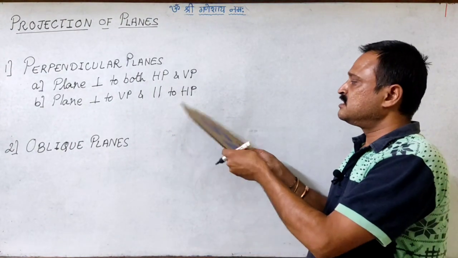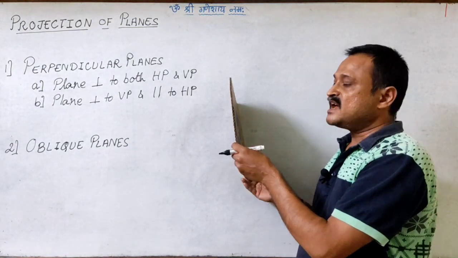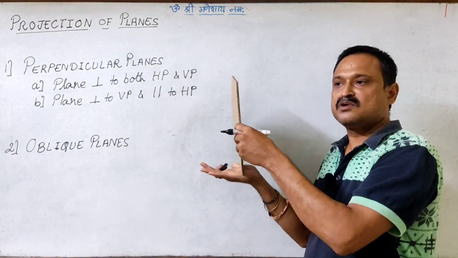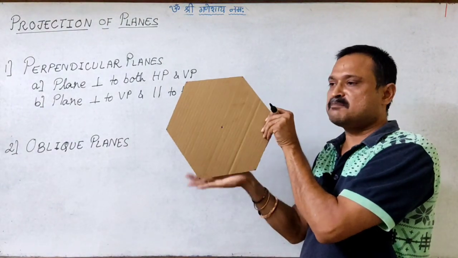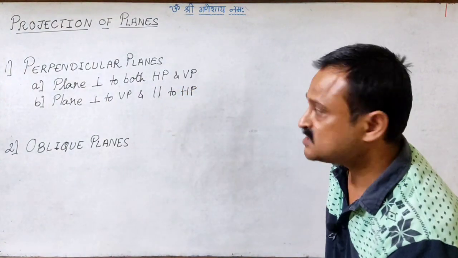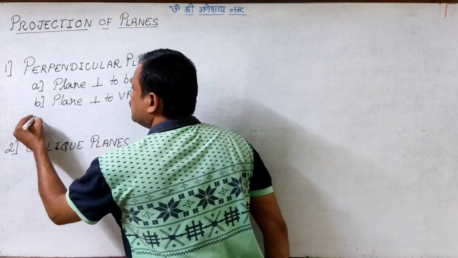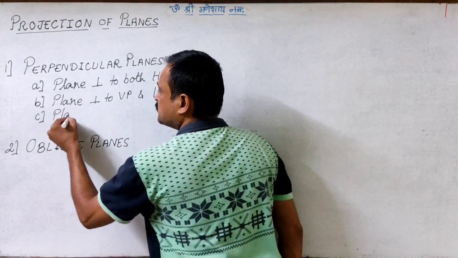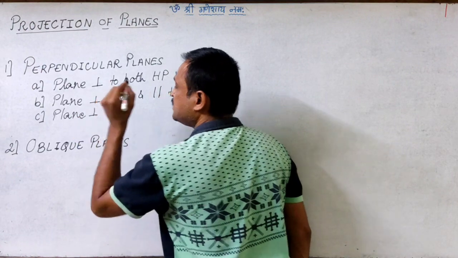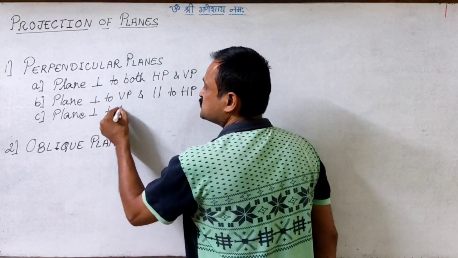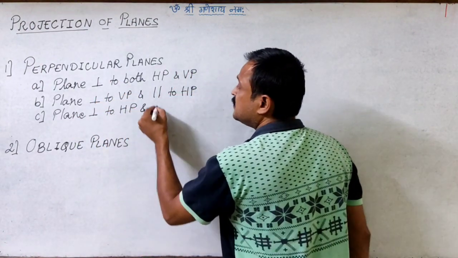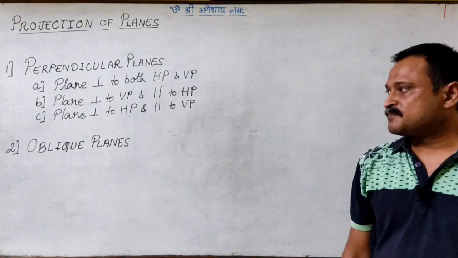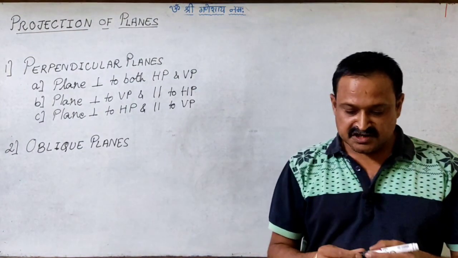Now what can be the next case? I can keep it perpendicular to HP and make it parallel to VP. So the third condition or third category in the perpendicular planes is where the plane, or the plate, or the surface, or the lamina, is perpendicular to HP and parallel to VP. And oblique planes, we know this condition.